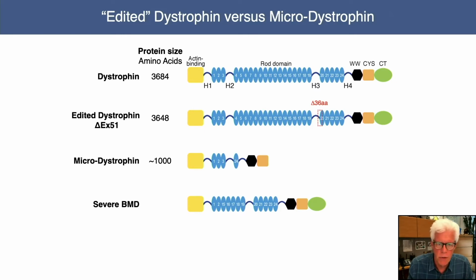Microdystrophins represent an extremely truncated form of the protein that are being used in many promising therapeutic trials. And you can see that they're extremely small. They represent less than 1/3 of the level of the normal protein. Next slide.